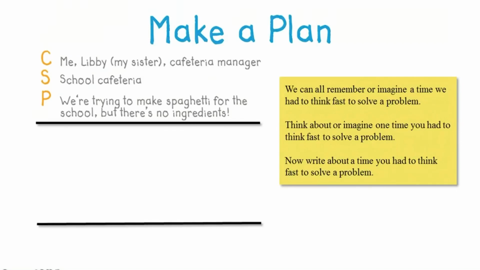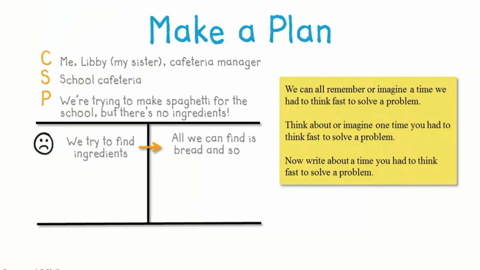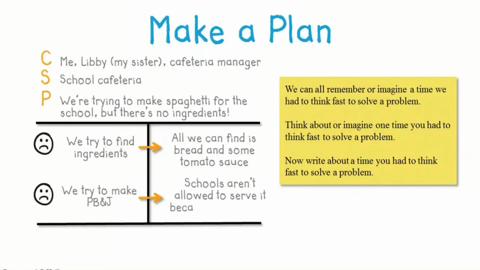Now I'm ready to plan out the first attempt that fails. So the first thing we try to do is we try to find the ingredients. Now I have to plan out why that didn't work. Why did that fail? Well, that failed because all we can find is bread and some tomato sauce. Now I need to plan out the second attempt that fails. So the next thing we try to do is, well, we try to make peanut butter and jelly. And that fails because the school isn't allowed to serve it because of allergies.